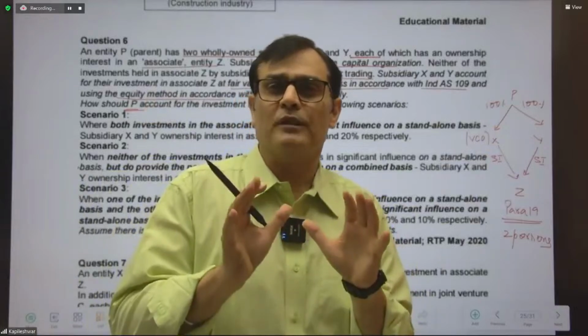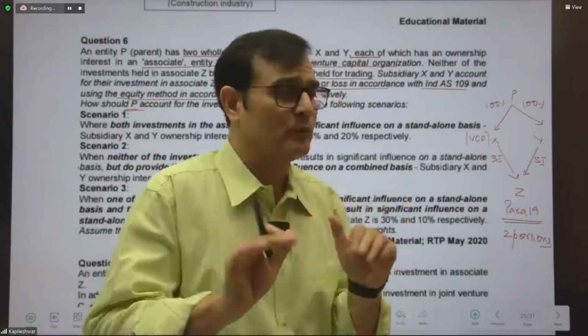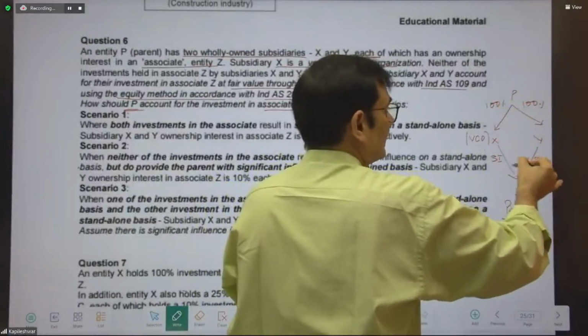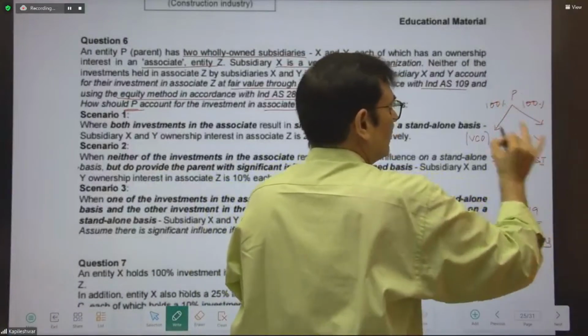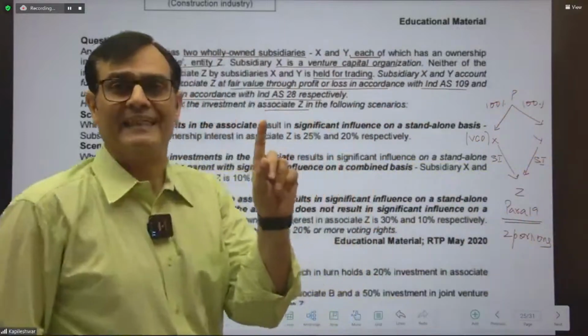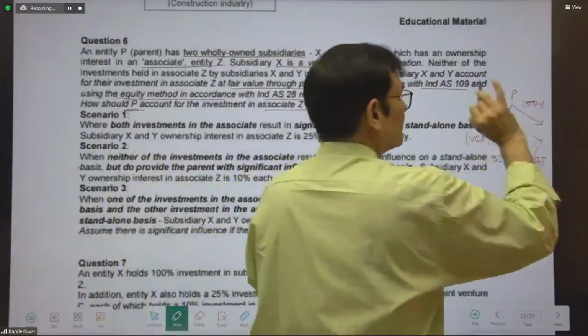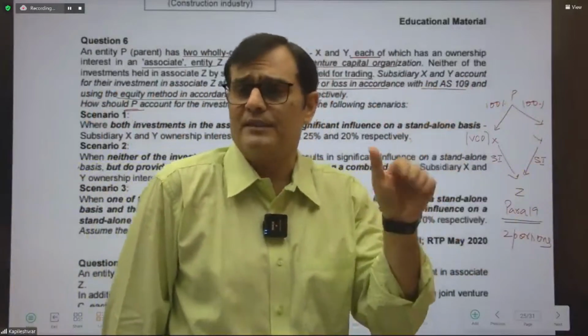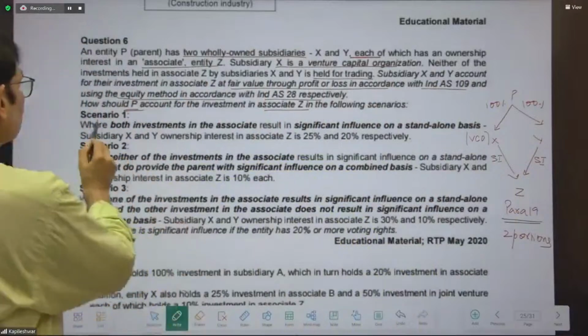Now, he is going to give us three scenarios. We know one thing very clear, that to this portion, you get a choice, and to this portion, you need to apply equity method. So the portion through Y, equity method mandatory. The portion through X, you got a choice, equity method or FVTPL, your choice. Now, let's see the three scenarios.